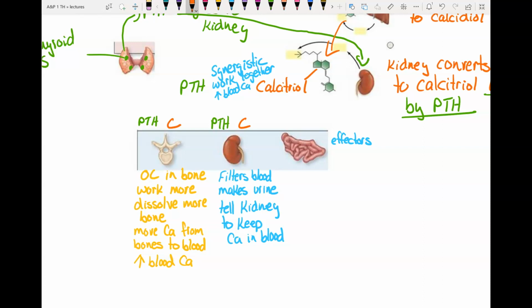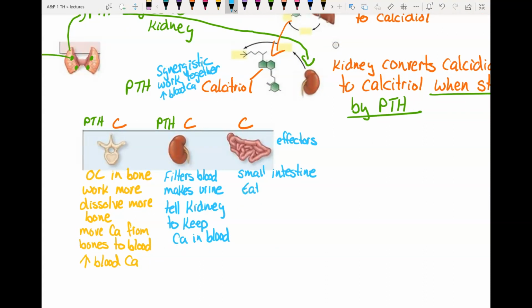The last one here is calcitriol alone. And this is going to come up again later. It's going to be important. Calcitriol alone stimulates your small intestine. Your small intestine is what absorbs nutrients into your blood. So you eat food, and your small intestine is what transfers the nutrients into your blood. Anything your small intestine does not put into your blood becomes feces.